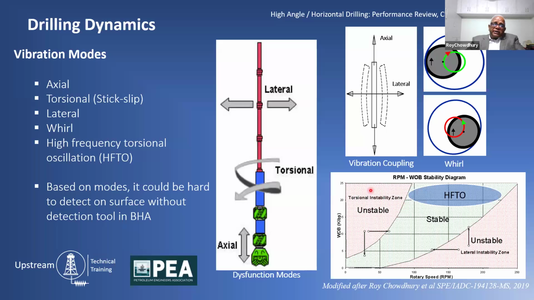What you see on the right at the bottom of the page is a rotary speed and weight on bit curve coming out of a computer simulation. It is generic, though, and it shows you the safe, stable drilling window.